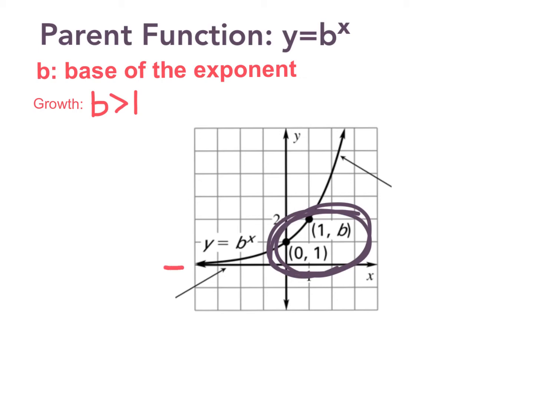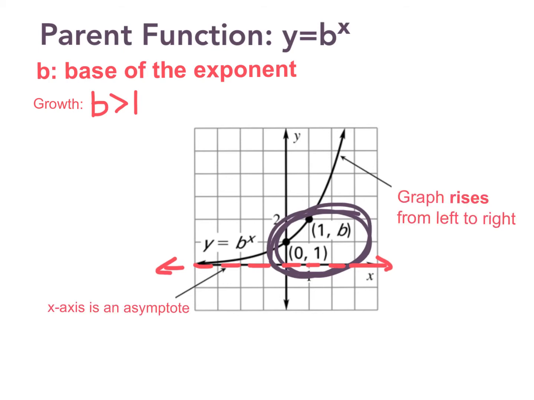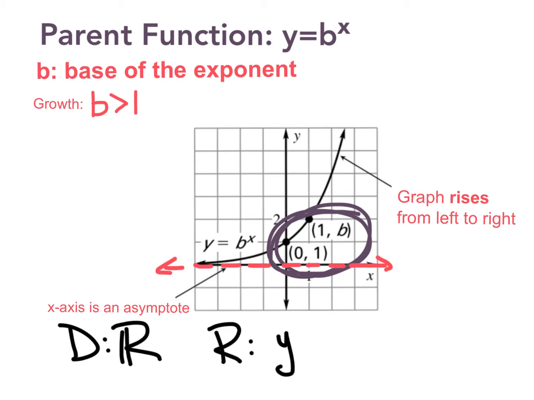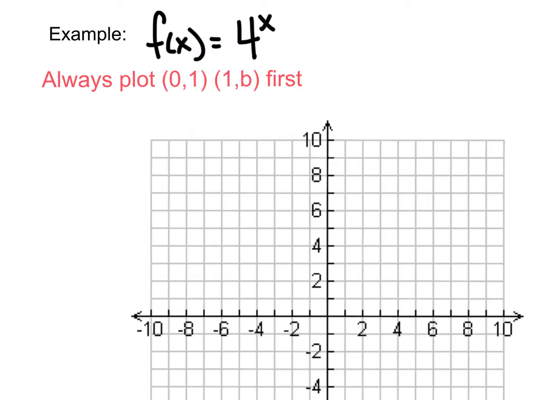This invisible line right here is an asymptote. Every exponential growth function has an asymptote. For the parent function, the x-axis is an asymptote. Another important thing that you should notice for exponential growth is that the graph rises from left to right. The parent function for exponential growth has a domain of all real numbers and a range of y strictly greater than 0.